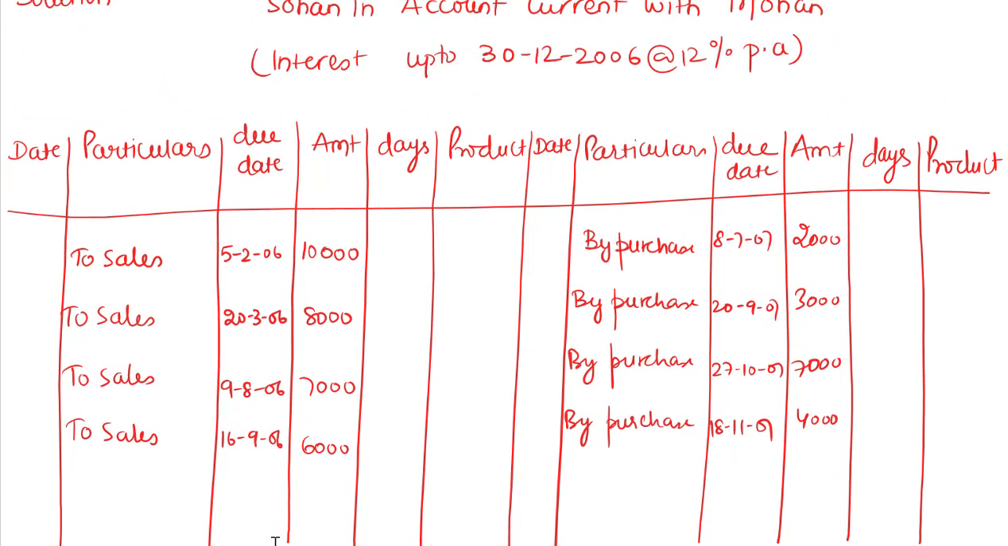Calculate the number of days till 30th November 2006. It is 298 days, 255 days, 113 days, 75 days. On the credit side, 145 days, 71 days, 34 days and 12 days.